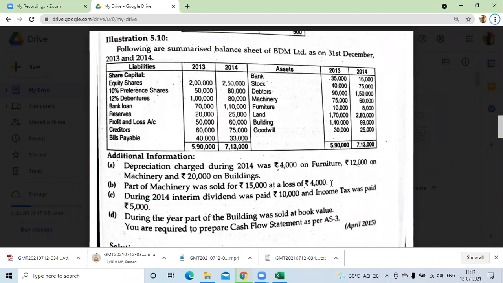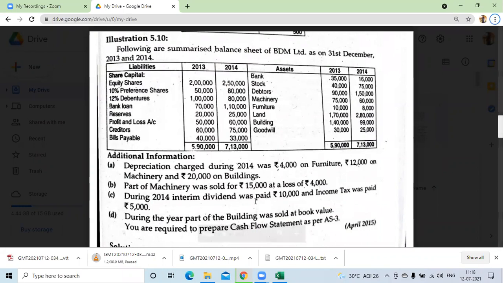Why do we need cost? Because we will have to determine whether it is profit or loss with the help of selling price and the cost price. But now when the loss is already given to you in the question, why do you need cost price? Okay, so now the loss is 4,000. That means the machinery's cost must have been 19,000.